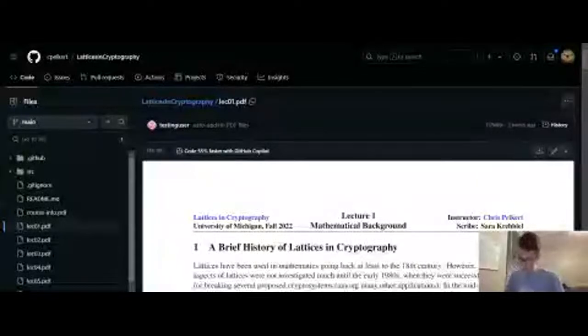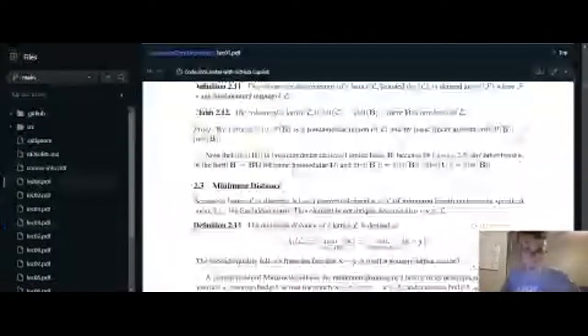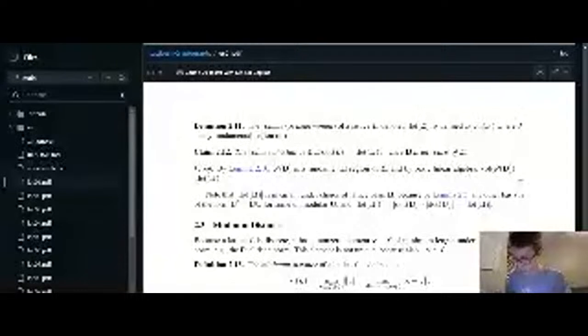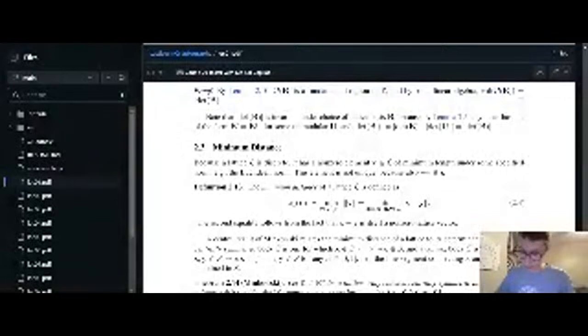Okay, cryptography and C. So we left off yesterday on the determinants. We left off after 2.11. So let's look at 2.3, minimum distance. So 2.3 states.